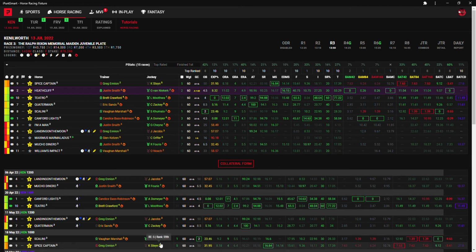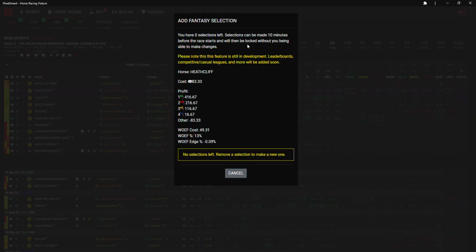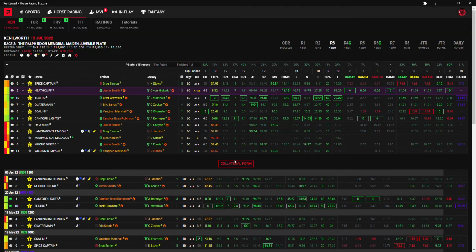If you take that little bit of effort and put it in, you'll see at the side here, if you don't want to do your fantasy on the fantasy page at the top here, our members can do the fantasy here, and here you can see I've got 0 fantasy selections left. Heathcliff, what the price is, how much profit I will get, what the win odds edge factor cost is, and the win odds edge factor percentage is in favor by 13%, with our rating versus the bookie on Heathcliff, for instance, just as an example to know how that win odds edge factor works.